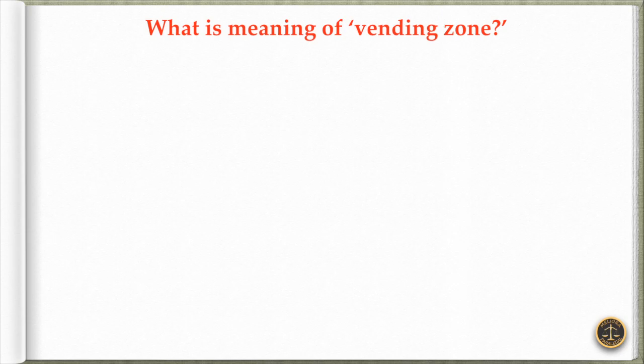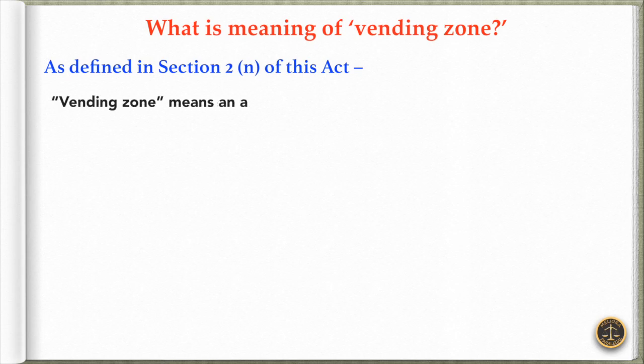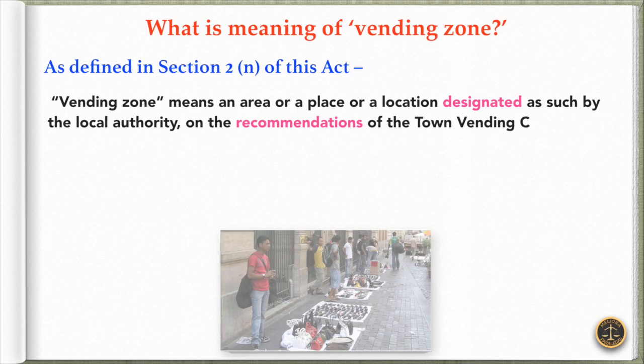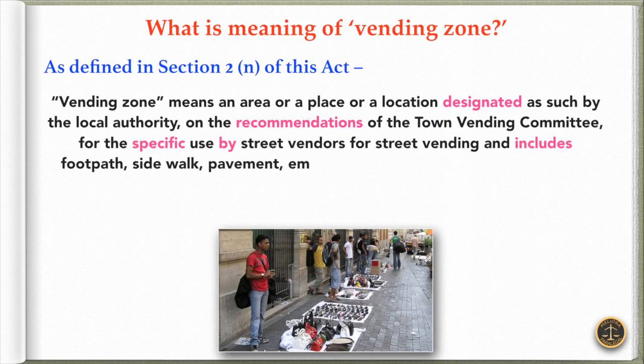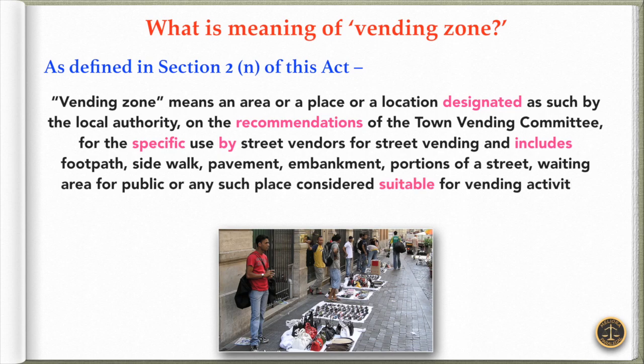Now the question is, what is the meaning of a vending zone? As defined in Section 2(n) of this Act, vending zone means an area or a place or a location designated as such by the local authority on the recommendations of the town vending committee for the specific use by street vendors for street vending, and includes footpath, sidewalk, pavement, embankment, portions of a street, waiting area or public or any such place considered suitable for vending activities, and providing services to the general public.